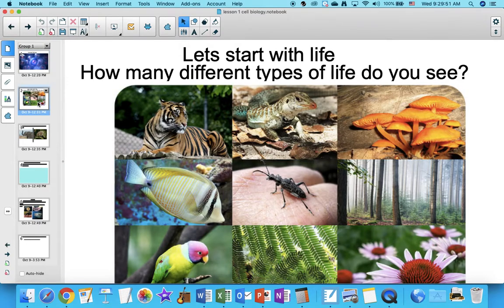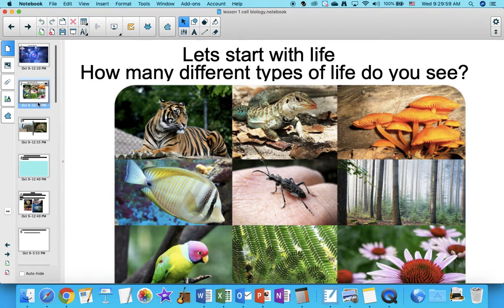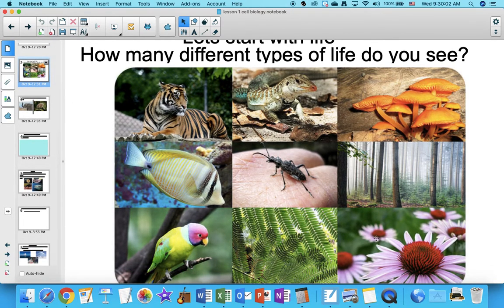So I like to start this lesson with a picture of a series of living things and saying, well, how many different types of life do we see? Now, most people would say, oh, well, there's plants, animals, and fungi. Some people would even confuse fungi with plants. Some people would say, oh, well, there's a mammal, there's a bird, there's a fish, there's an insect, there's a lizard, this is a fern, this is a flower, and these are trees.